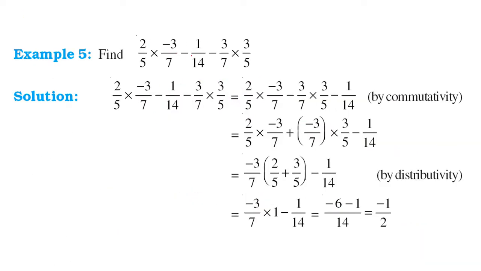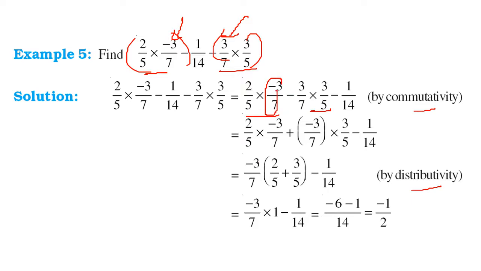Now here we are going to use some properties like commutativity and distributivity. Here we have certain numbers. This one and this one, these two are similar. So we'll take these two together, and we'll take minus 3 by 7 common. When we take minus 3 by 7 common, only 2 by 5 will remain here.